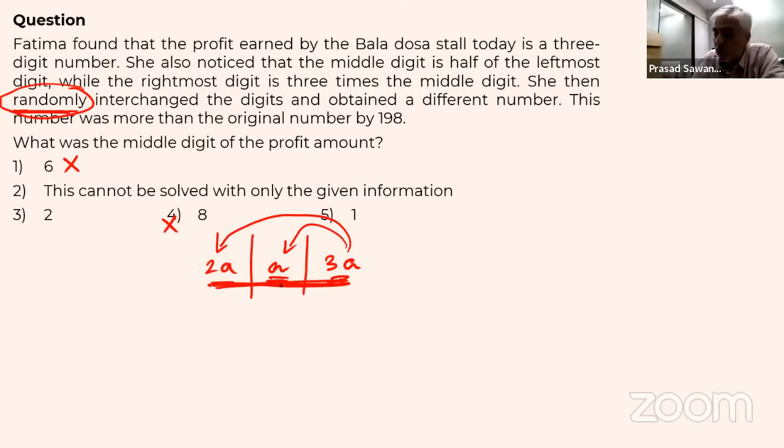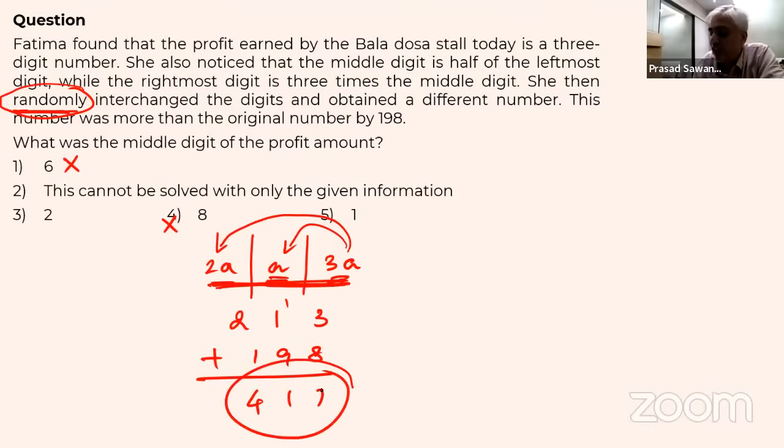If the middle digit was 1, this is 213. If you add 198 to this number, will it give you an interchanged number from here only? So if you add 198, what will you get? 411. No, it's not an interchange of this. So that's not my answer.